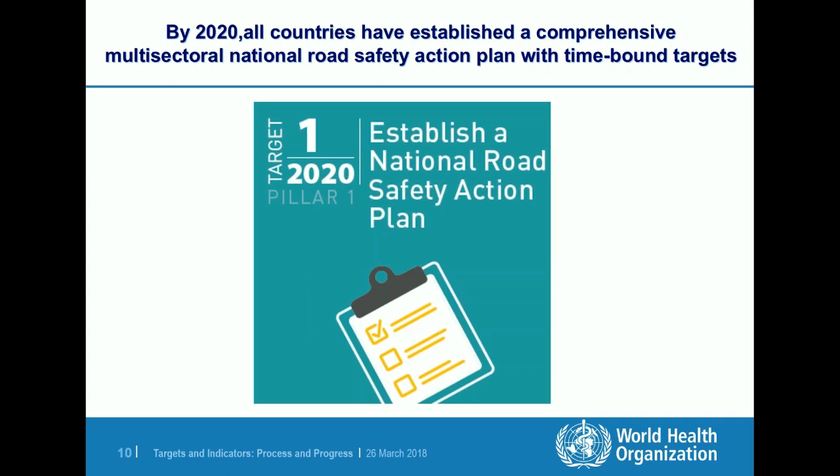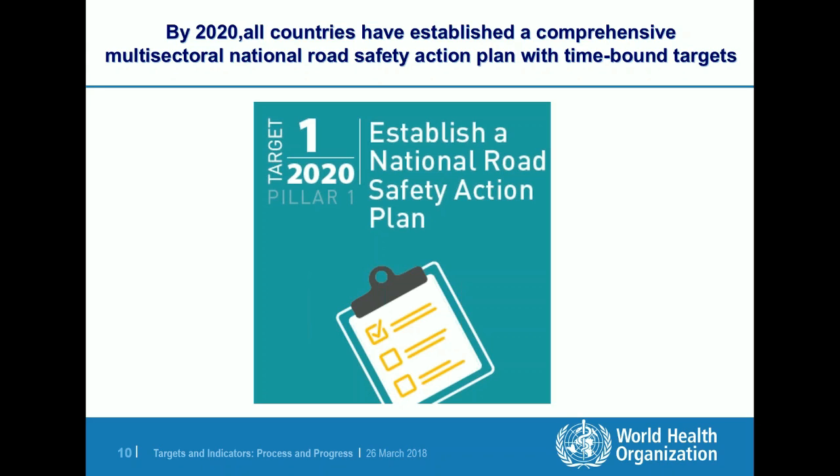The first target: by 2020, all countries have established a comprehensive multisectoral national road safety action plan with time-bound targets. I know this will be the topic of a subsequent webinar, so I won't go into it. But the idea for this target was that as a first step in implementing work towards improving road safety in countries, member states need to first and foremost have a national road safety action plan that is not only time-bound, but also funded.